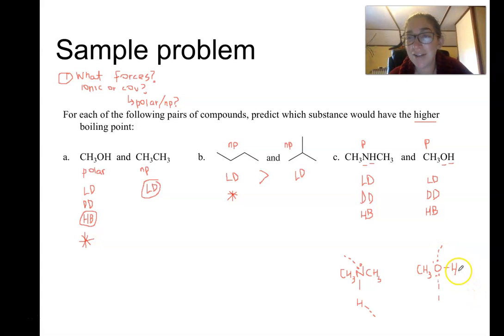And this hydrogen, which is partially positively charged, will also have 1. So technically this molecule can have 3 hydrogen bonds, and this one can only have 2 hydrogen bonds.